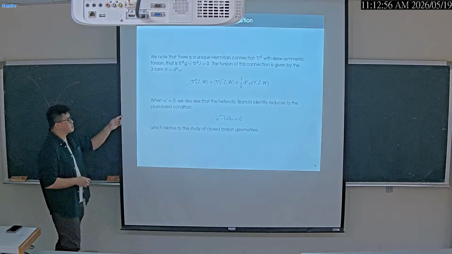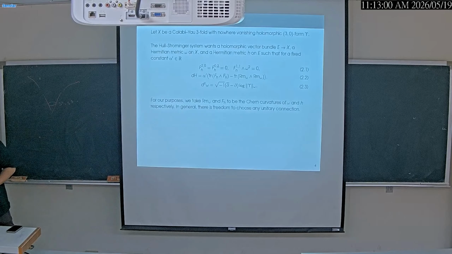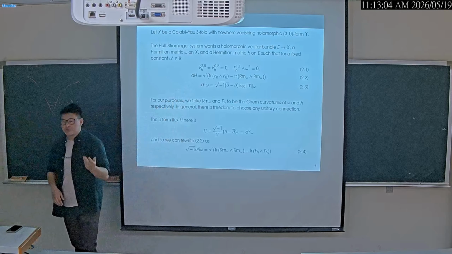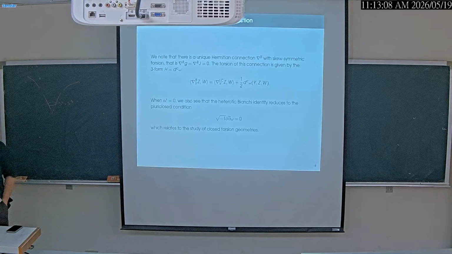So yeah, when you have alpha prime equals 0, you're solving dH equals 0. If this system over here, right? That will be dH equals 0. H is the torsion of this special connection, so that is closed torsion geometry.